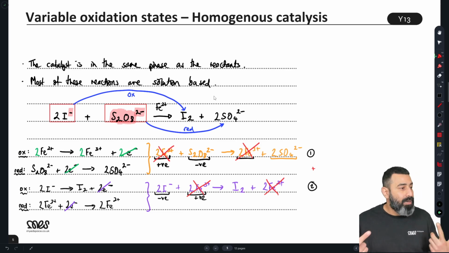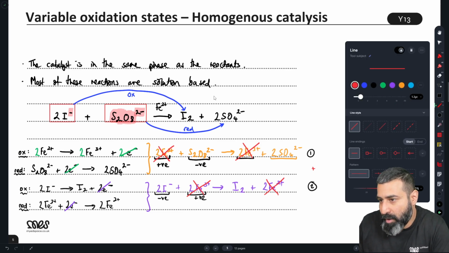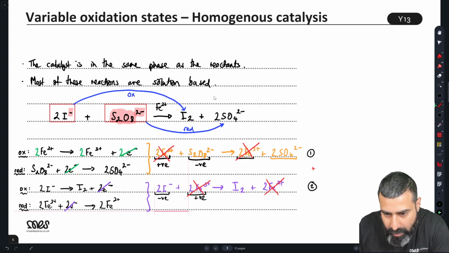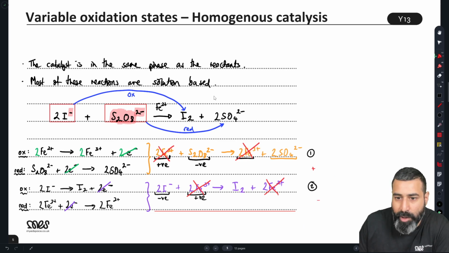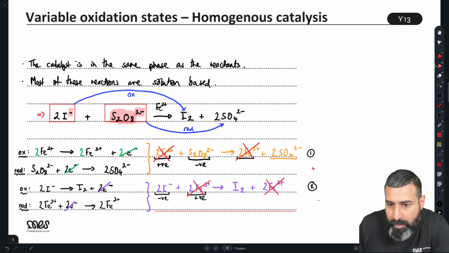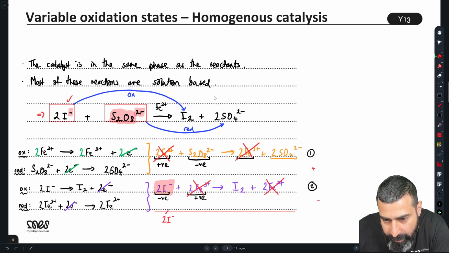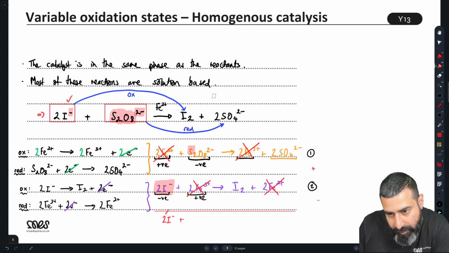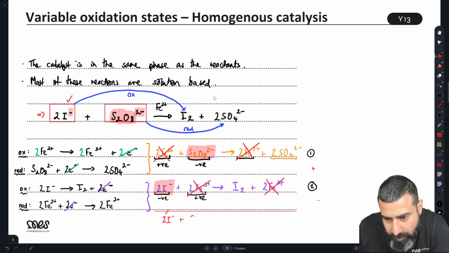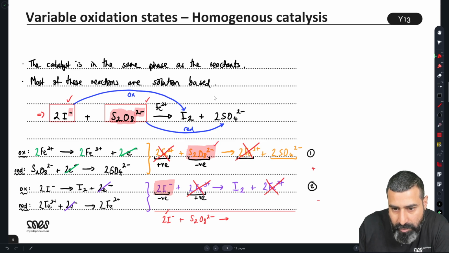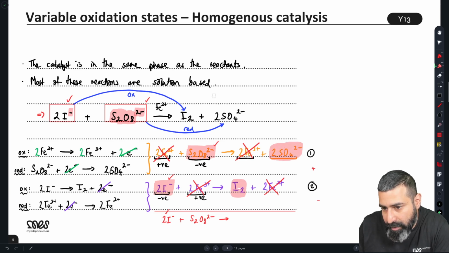Okay, so then if we add up 1 and 2, we should get the overall equation, and let's have a look. So if we add up 1 and 2, do we get the overall equation that we started with? Let's just double check. So I've got my I-, so I'll write that down. So I've got 2I-. Check. And then I've got the peroxydisulfate. Tick, tick. And then I look at my products. I've got I2 and 2 lots of the sulfate ion.